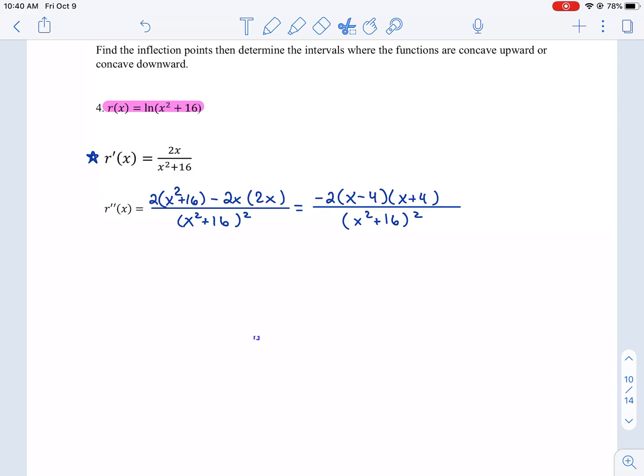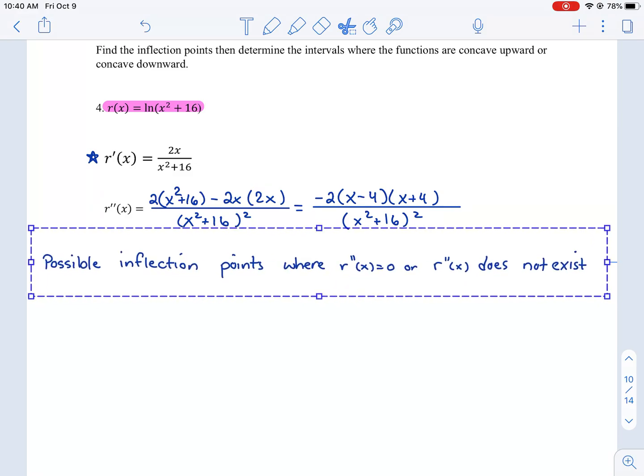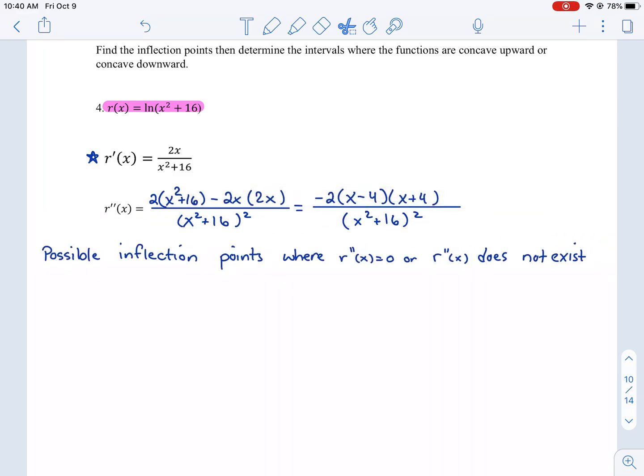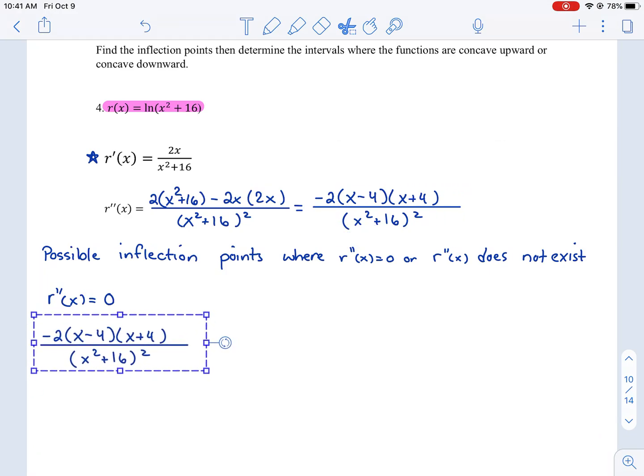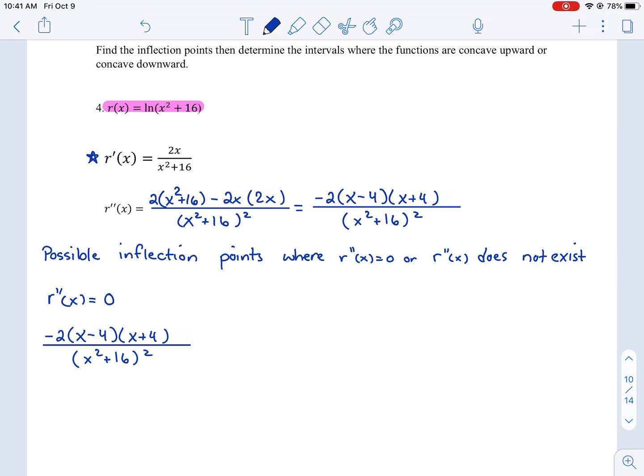Okay, so now remember that there are possible inflection points where the second derivative is equal to 0 or the second derivative does not exist. So what I'm going to do is take the second derivative and set it equal to 0, and then I'm going to cross multiply.